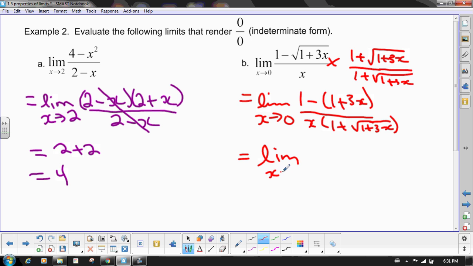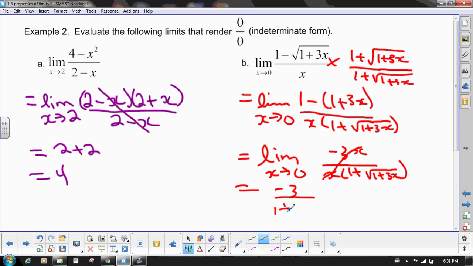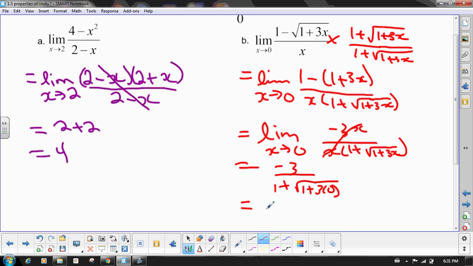So now I have the limit as x approaches 0. I'm going to have negative 3x over x multiplied by 1 plus the square root of 1 plus 3x. The x cancels, and I'm going to be left with negative 3 over 1 plus the square root of 1 plus 3 multiplied by 0, which simplifies to give me negative 3 over 2.